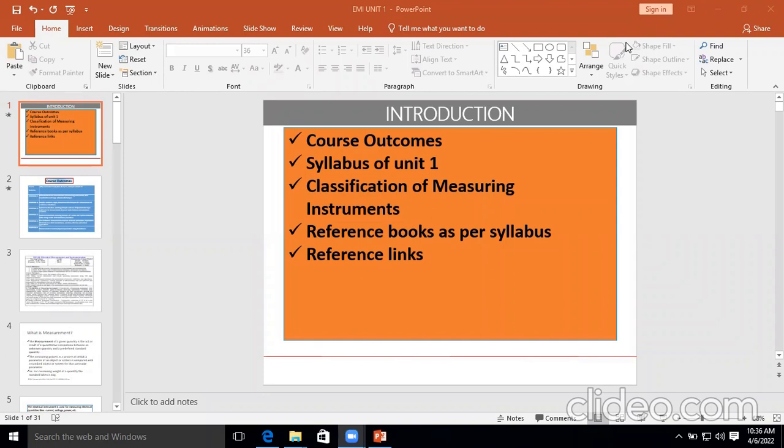So today we are discussing the subject Electrical Measurement and Instrumentation. In the first unit, that is introduction and classification of measuring instruments, we have discussed many topics like course outcomes, the syllabus of unit 1, then classification of measuring instruments and like that.